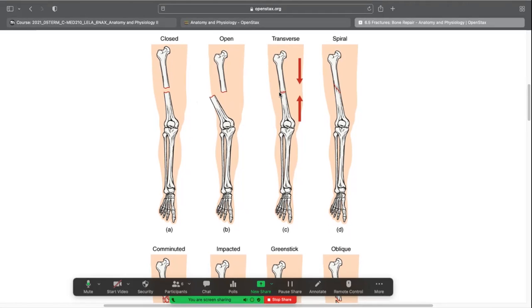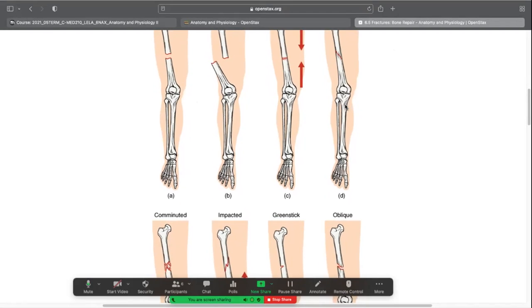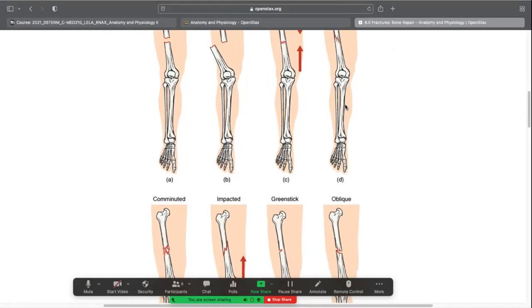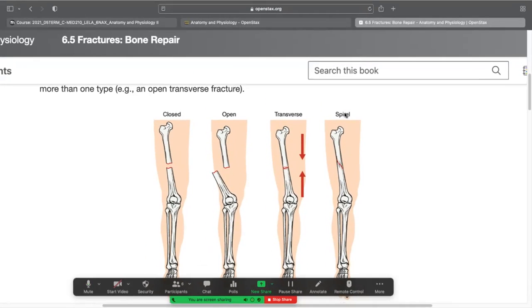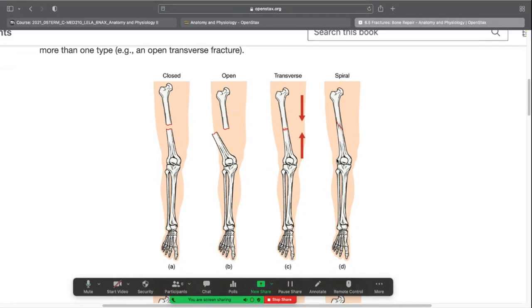Transverse means the fracture goes straight across. Spiral, of course, is in an oblique or diagonal pattern. Spiral is when these two parts twist, like a can.